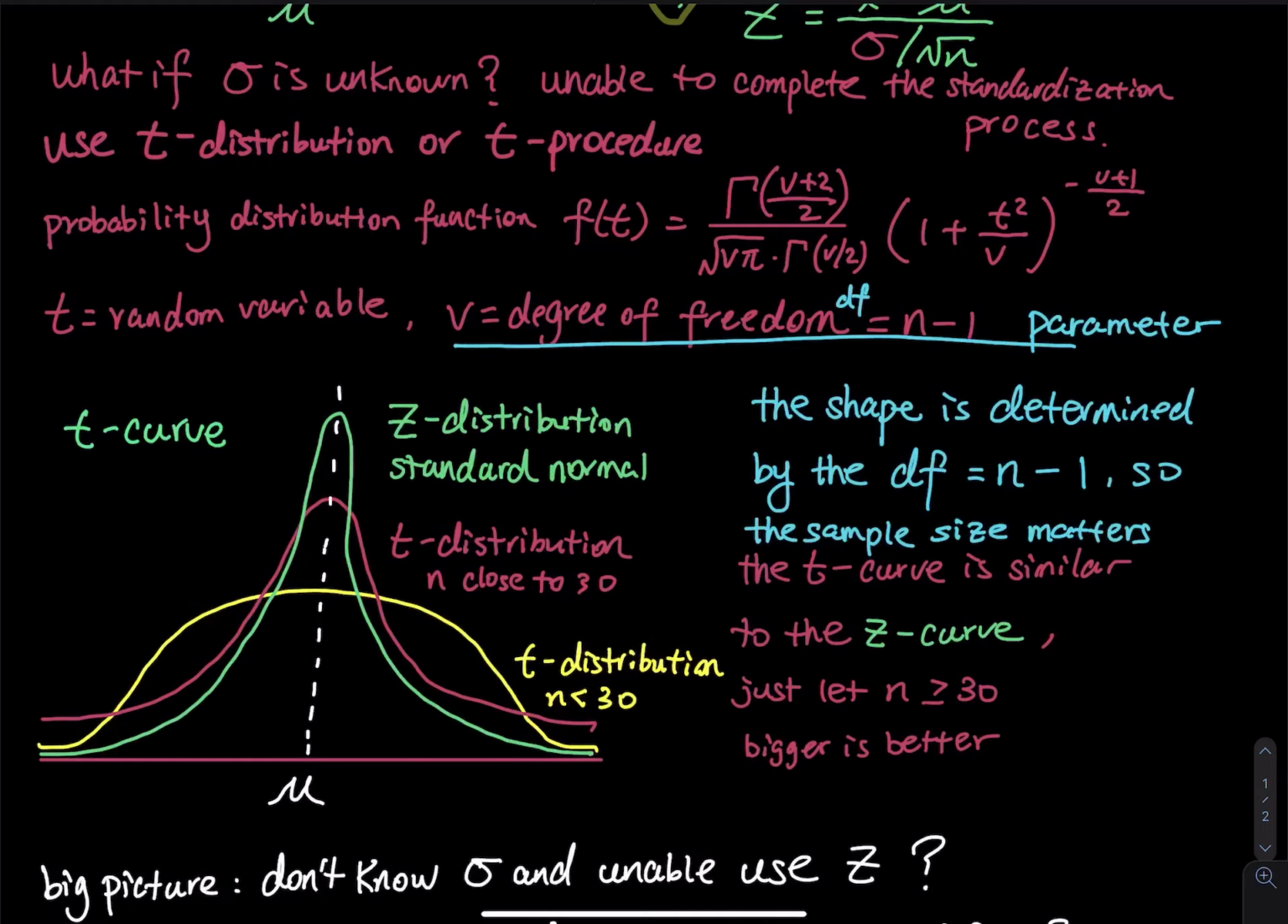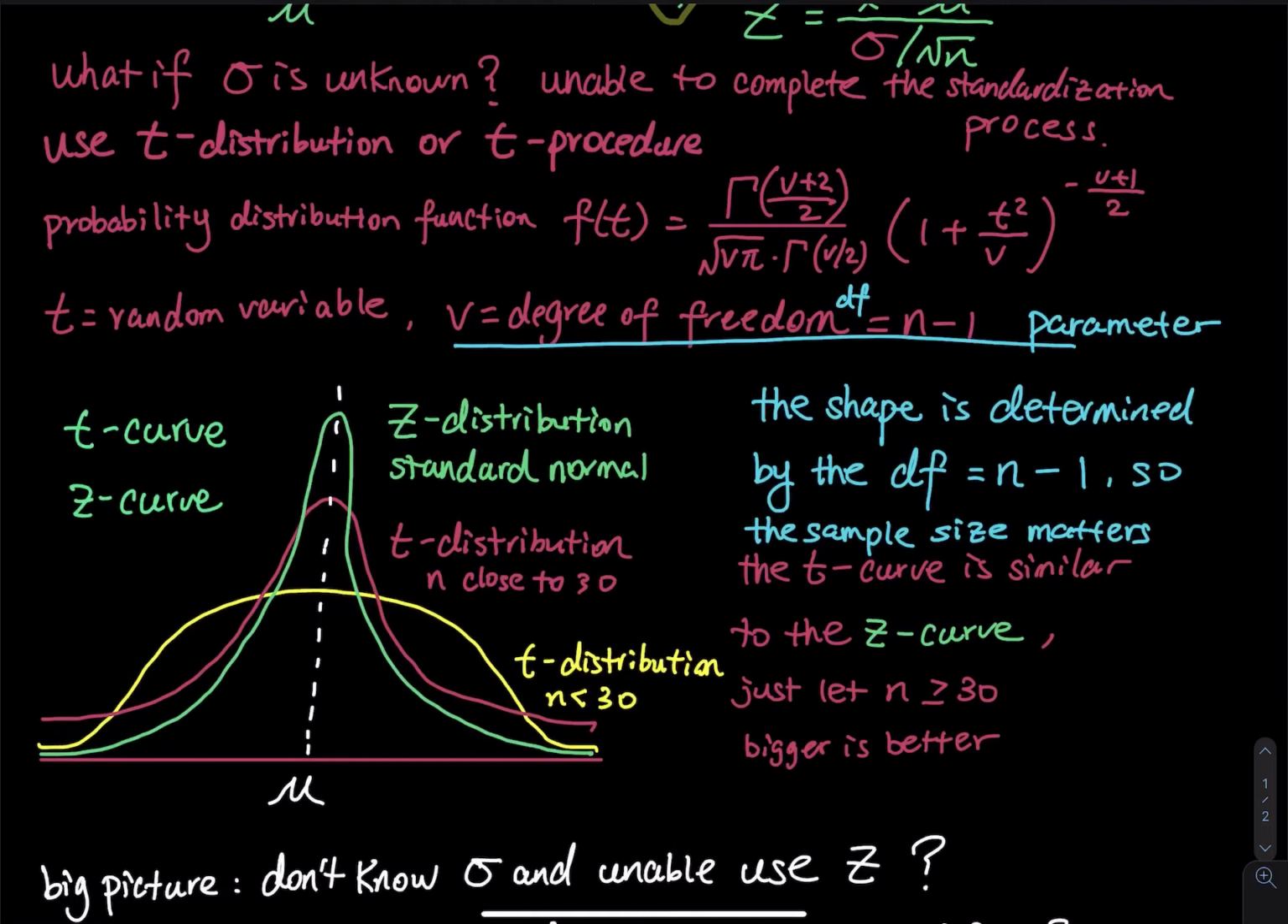Again, when n is very small, how small is small? Less than 30. You see something like a semicircle. It doesn't really look like a bell curve. When n is close to 30, the t curve is similar to the z curve. The z curve means normal, and t is the t-distribution. If you make the sample size a little bigger than 30, the t curve is very similar to the z curve. All right.